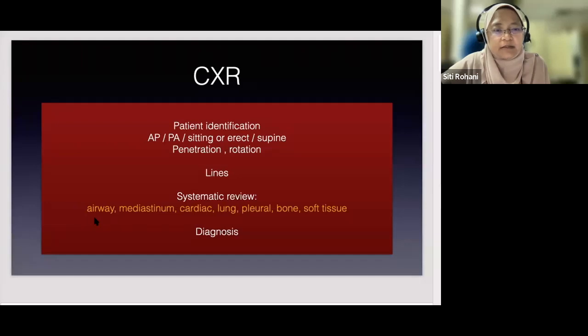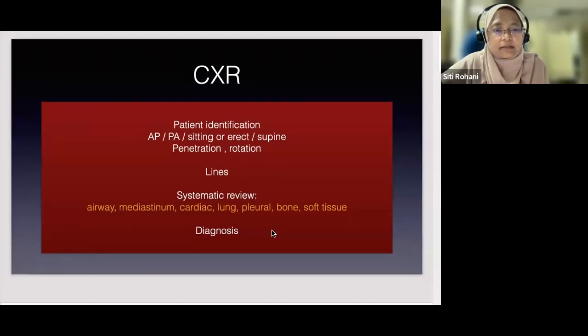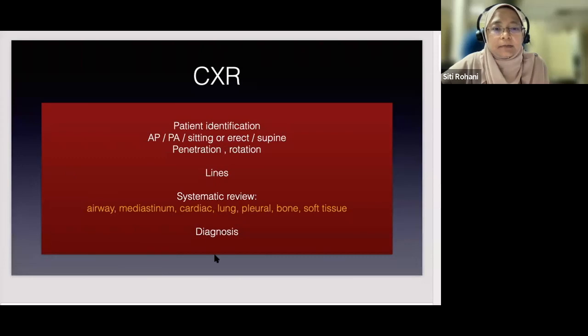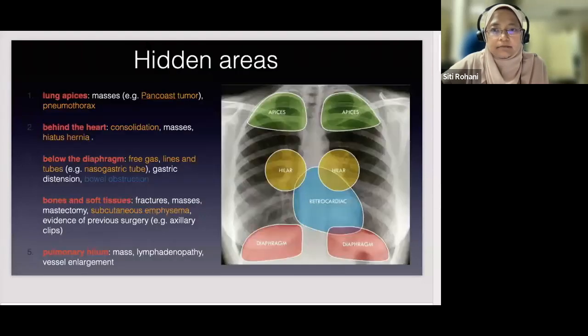After that, only then do we go to the systematic review of the chest X-ray. I'm sure you're all familiar with the systematic review. Probably you already have your own system for reviewing chest X-rays. Airway, mediastinum, check the heart, and the lung parenchyma, pleura, bone, and soft tissue. By doing this systematic review, we're less likely to miss findings in the chest X-ray. And then finally, we can come to a diagnosis. And don't forget about hidden areas. Hidden areas are the areas most likely forgotten when we're reviewing a chest X-ray.